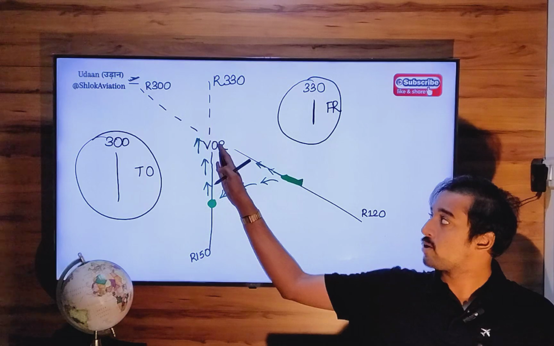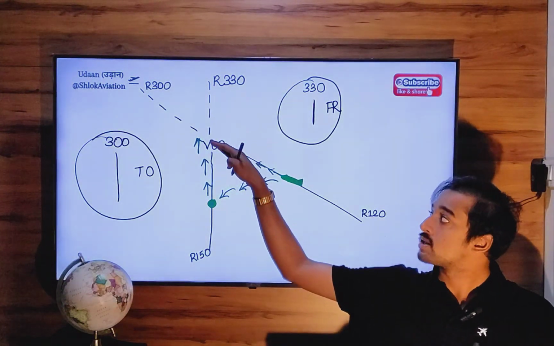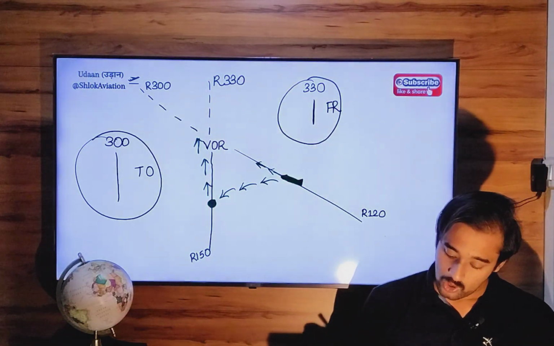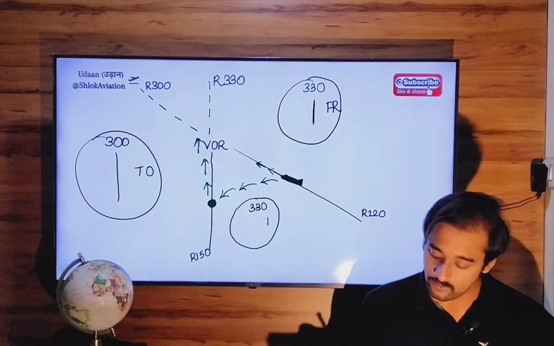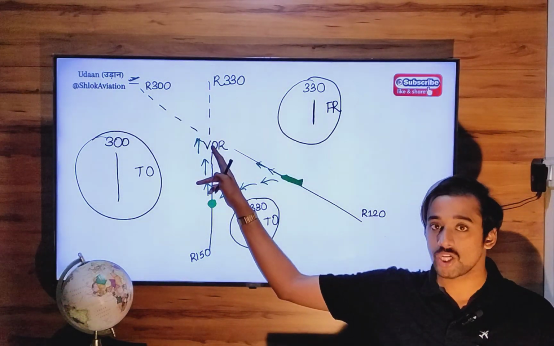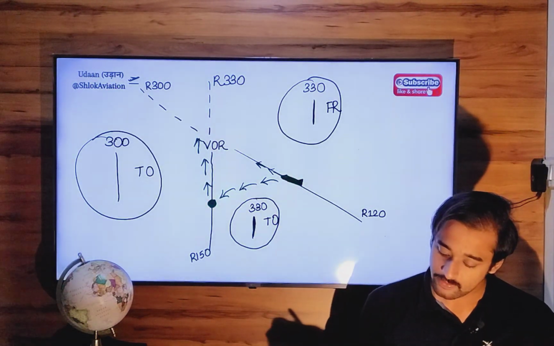Once you overfly this VOR and transition on the other side of VOR on radial 330, now you will be flying away from the VOR. So 2 becomes prompt. Over here, the 330 will remain, 2 will remain and the needle will remain in the center as long as you are approaching VOR. But at this point, at this position, what will happen?